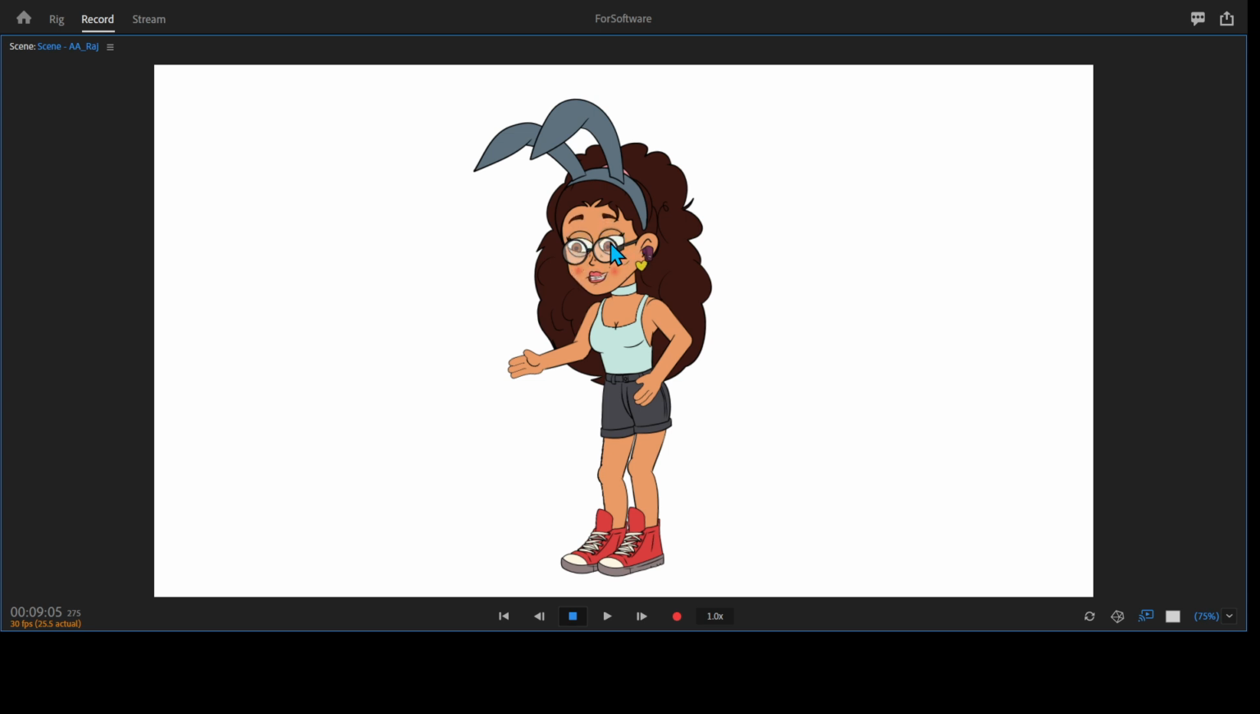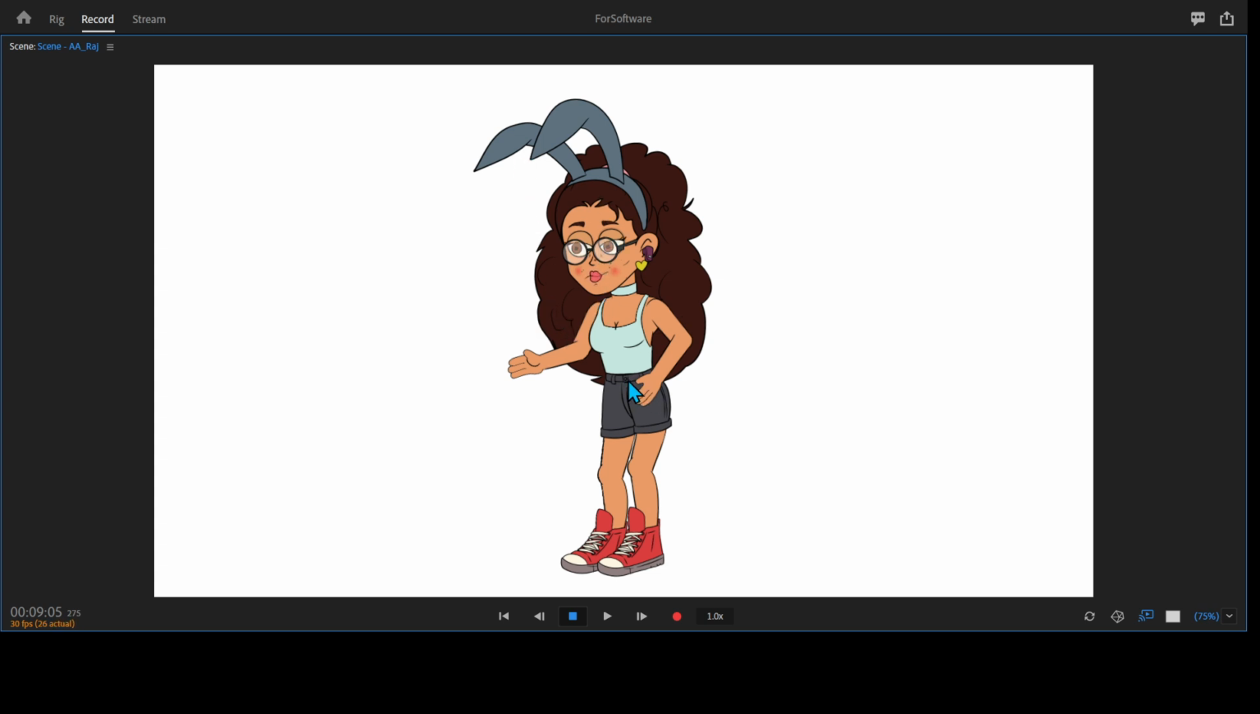5 for this, 6 for this, 7, 8, 9, and then of course 0 is always blink for me. 0 is blink, so that's pretty cool. And there's auto blink, so you don't even have to deal with 0 if you don't want to. But sometimes you want your character to have her eyes closed or his eyes closed, and then you do whatever you want to do. But that's up to you.